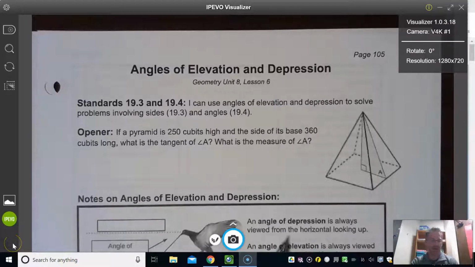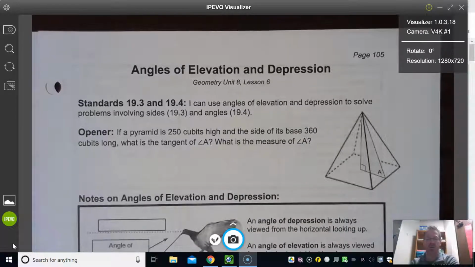All right, so we are continuing our discussion of trigonometry. We're going to be on Unit 8, Lesson 6 here on page 105, and we're going to talk about angles of elevation and depression today. And really, these are just applications of what you already know about trig functions. And so these are just problems that appear in the real world.